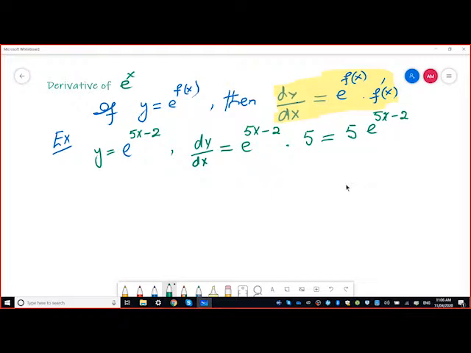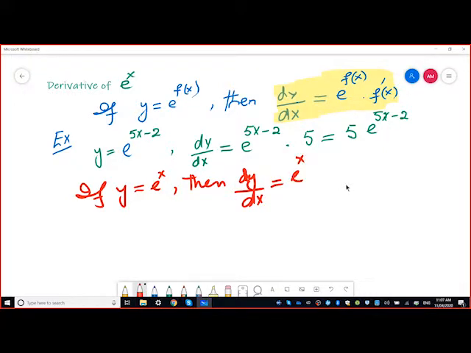Let's look at something which we will come across. Let's say if y is equal to e raised to the power x. Can you tell me then what is dy upon dx? It's just e to the power of x. Why? Because in this case, f(x) is x and f bar x would be just 1. So we are actually multiplying this by 1. I hope it's clear.